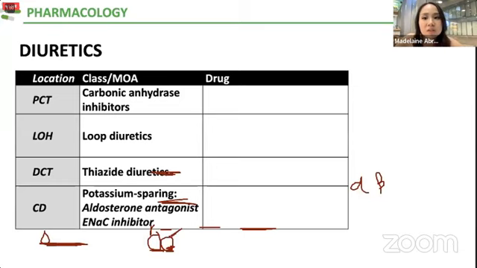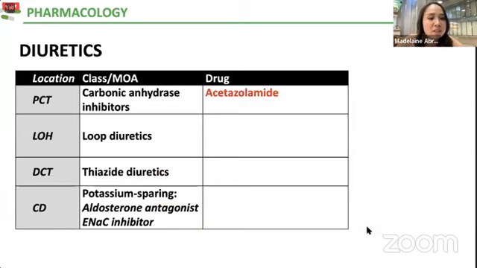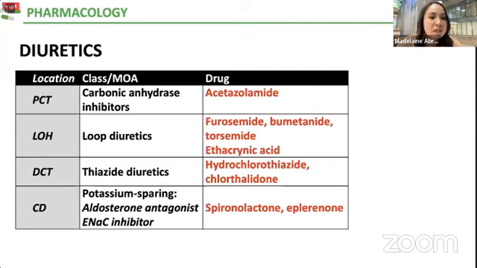So gusto ko tandaan nyo dito sa CV drugs, yung diuretics natin, particularly these examples. So your acetazolamide mechanism, carbonic anhydrase inhibitor. Saan location, Doc? Proximal convoluted tubule. Your furosemide, your bumetanide, so medyo na iba, no? And your ethacrynic acid are loop, acting on the loop of Henle.